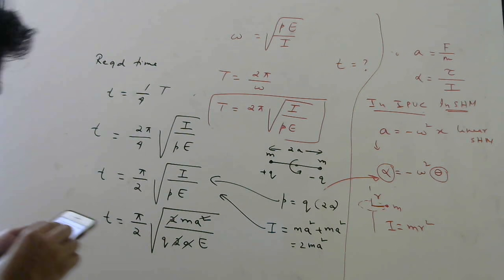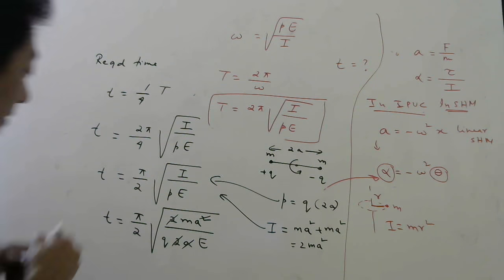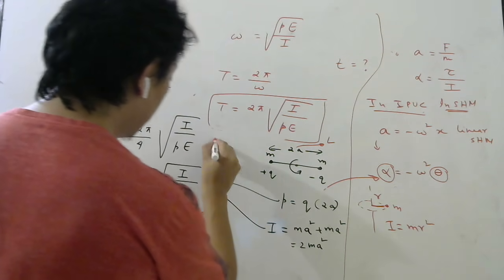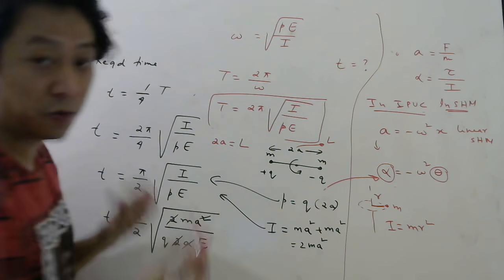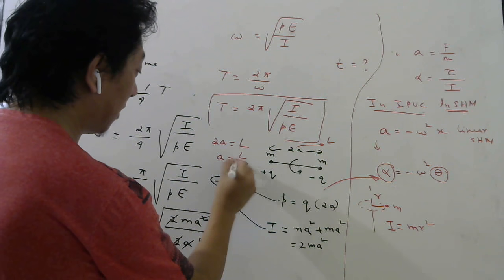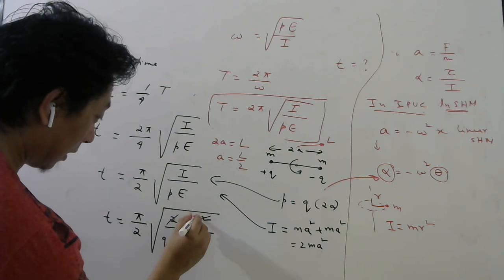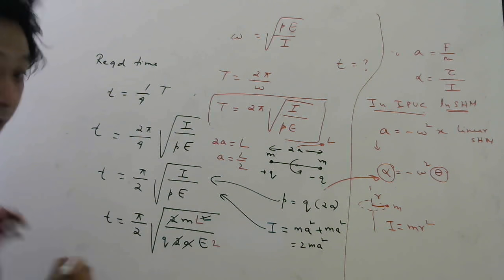Okay, here they told the length of the rod is L. So the answer is in terms of L. If this length is L, that means 2A, which I took, is L. So what will I do? Wherever there is A, I'll put L by 2. So here is A, so put L by 2.